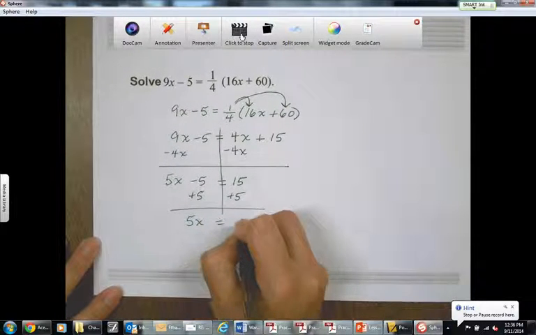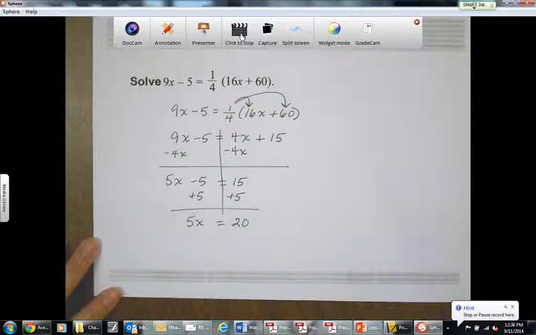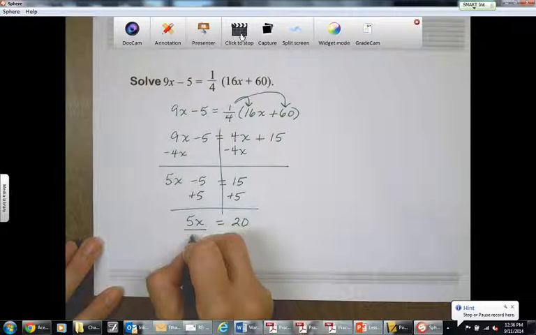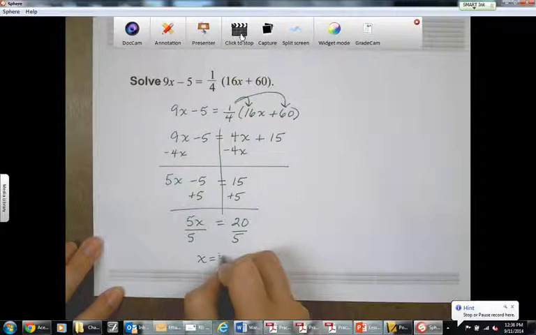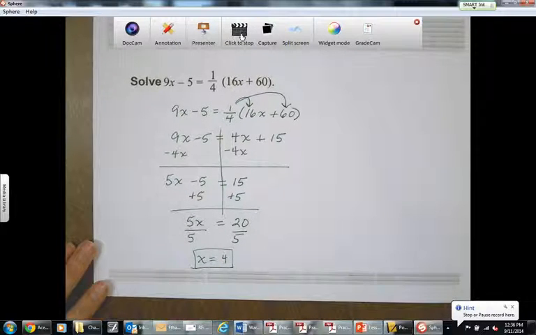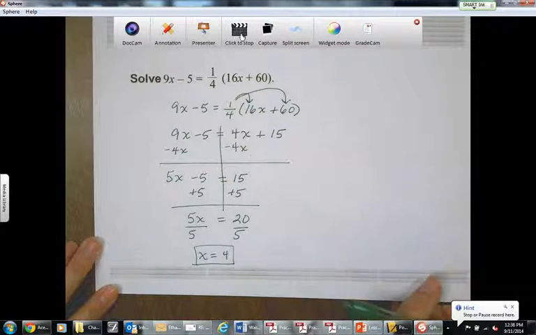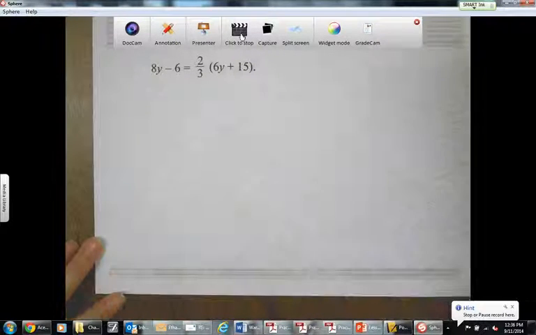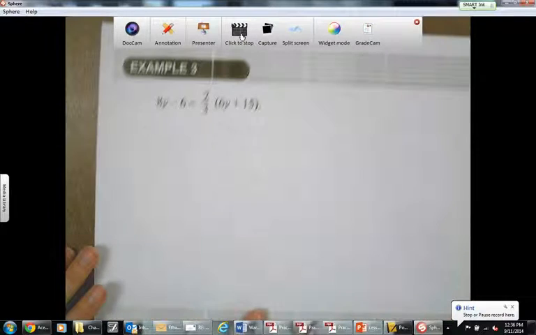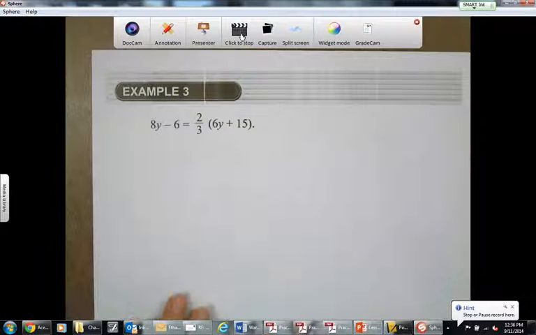All right, and then divide by 5. And x equals 4. Okay, notice they're getting longer. All right, last example we're going to look at, and then we'll do a little bit of practice to make sure you guys can do this.